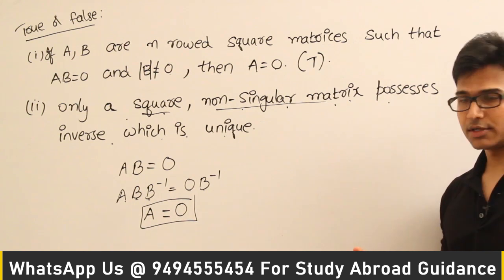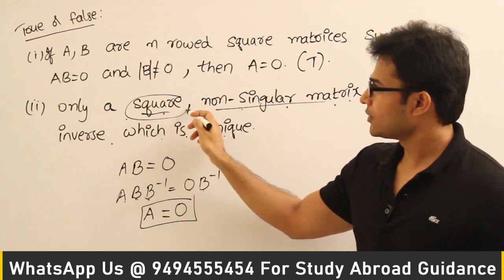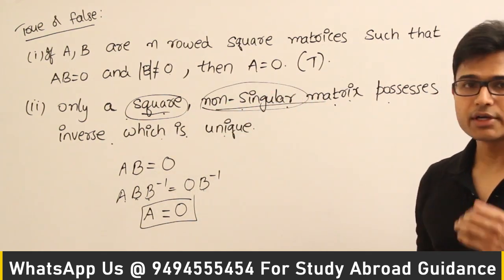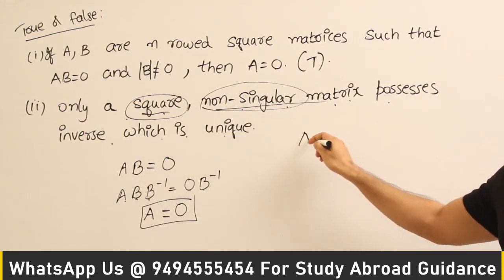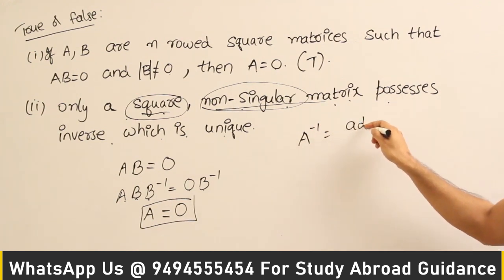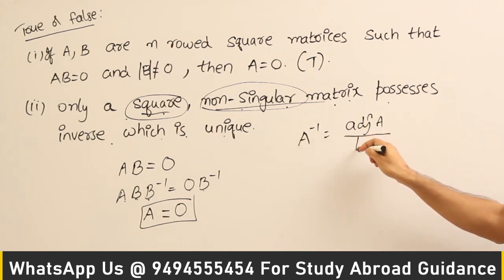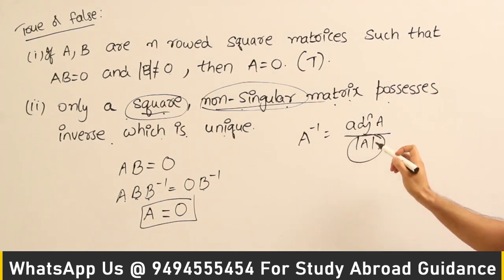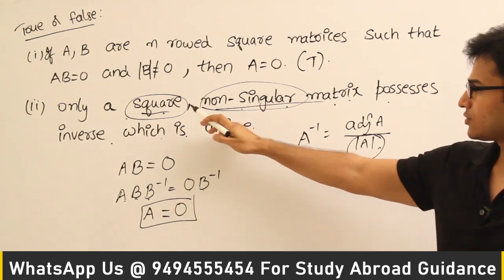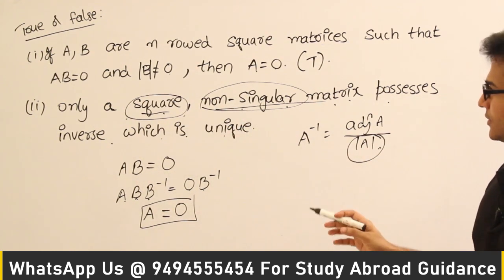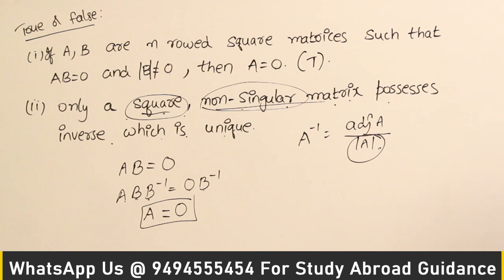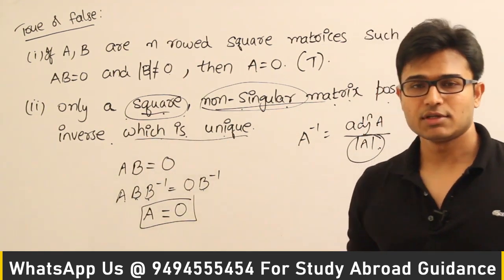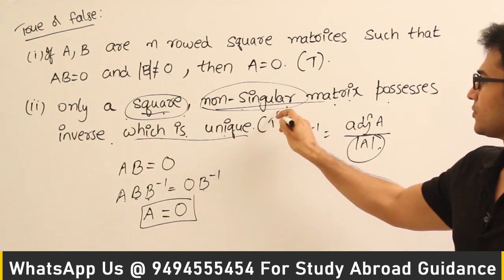The reason it should be square is if the matrix is not square, we will not be able to find out the determinant. And why should it be non-singular? Because we know that the inverse of a matrix A is adjoint A divided by det A. So det A cannot be 0, which means A has to be non-singular. So it has to be square and non-singular. In this case, a matrix will possess an inverse, which is of course unique. I already proved that if a matrix is going to have an inverse, it is always going to be unique. So it is also true.